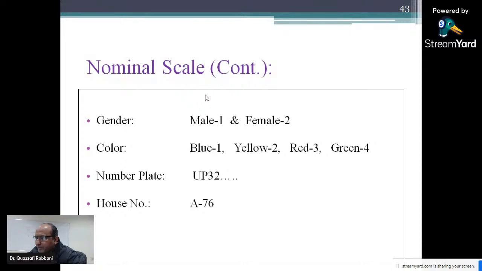No mathematical operation can be applied on this. That is, 1 and 2 cannot be added or subtracted. So no mathematical operation can be applied on these 1 and 2.